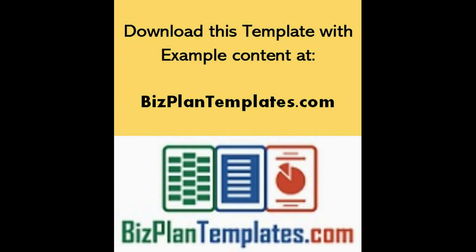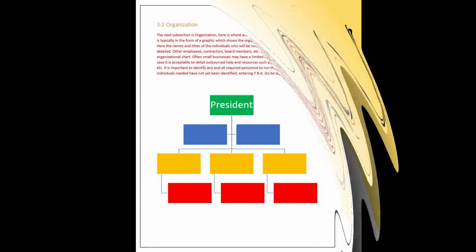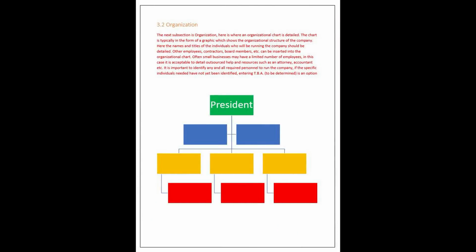Here, the names and titles of the individuals who will be running the company should be detailed. Other employees, contractors, board members, etc. can be inserted into the organizational chart.